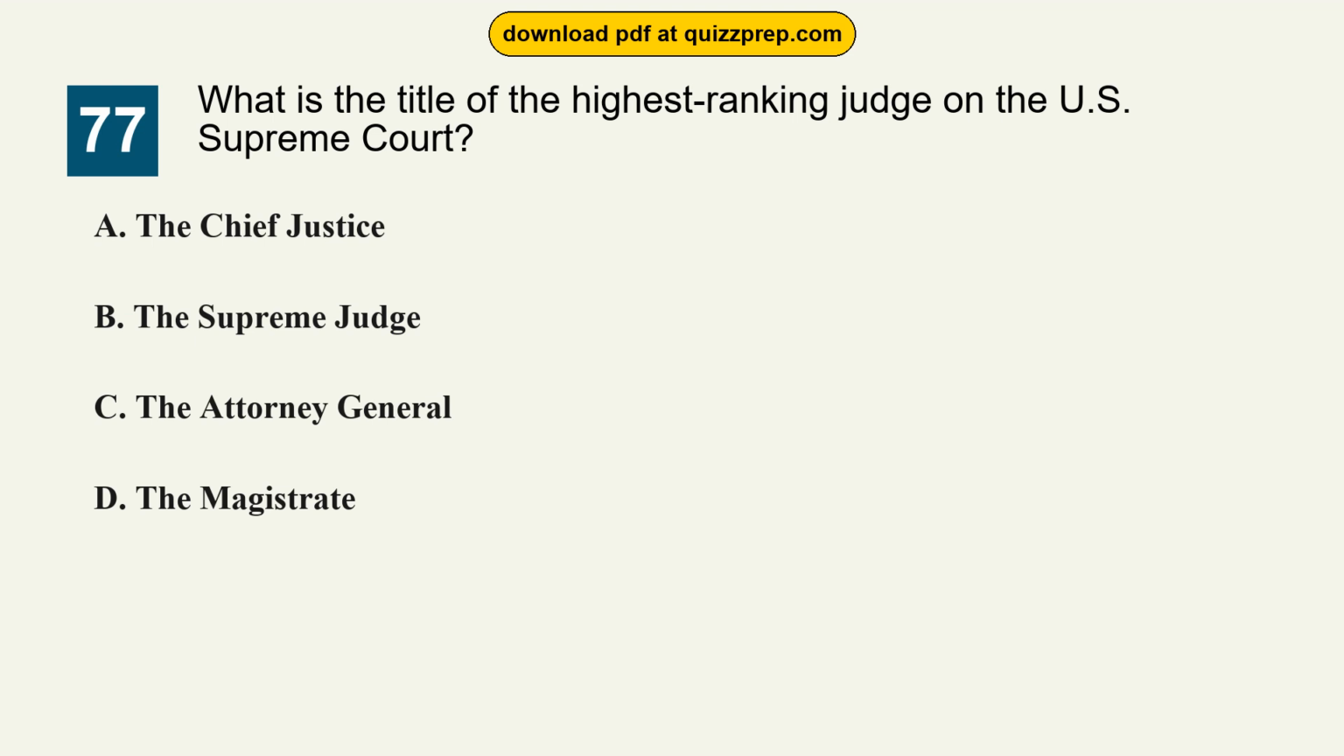Question 77. What is the title of the highest-ranking judge on the U.S. Supreme Court? Option A, the Chief Justice. Option B, the Supreme Judge. Option C, the Attorney General.